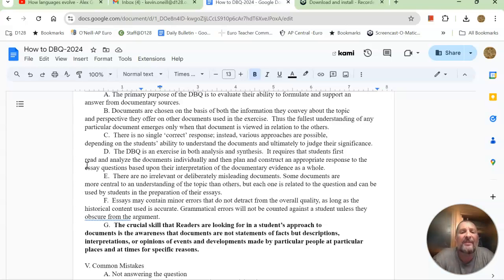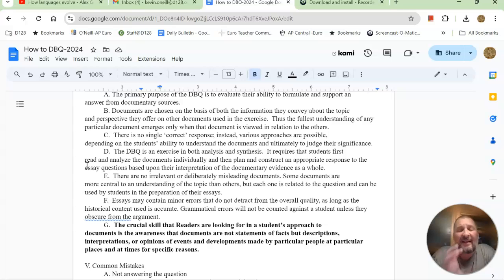There are no irrelevant or deliberately misleading documents. Some documents are more central to an understanding of the topic, but each doc is related to the question and can be used by students in preparation of their essays. They're not trying to fool you.